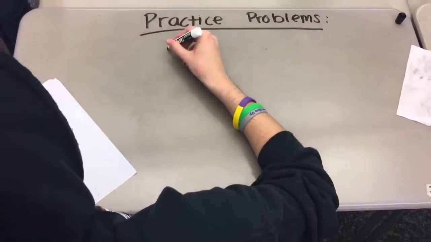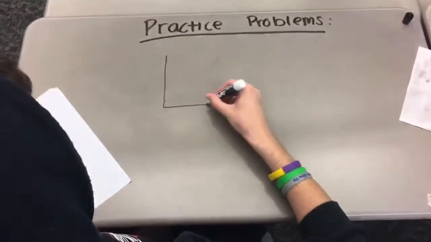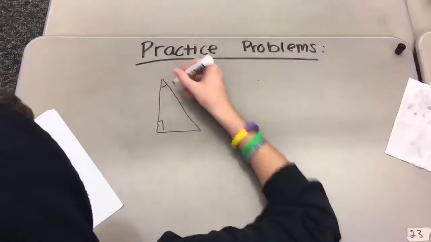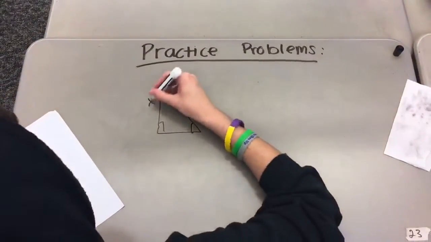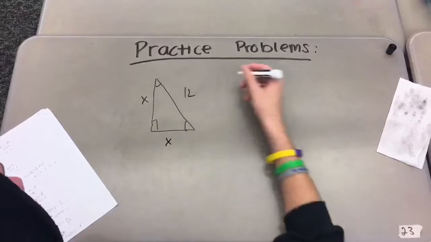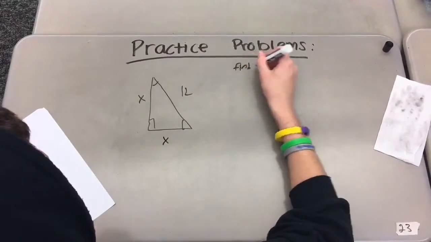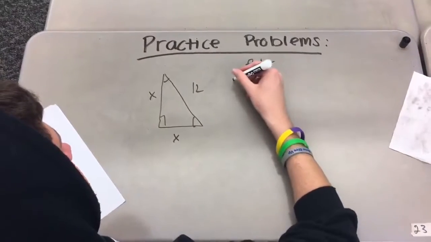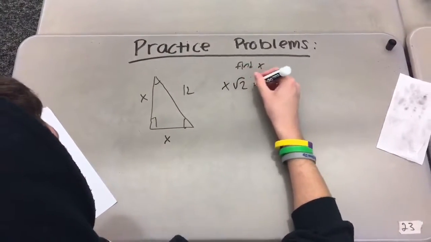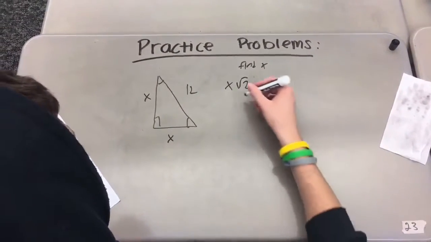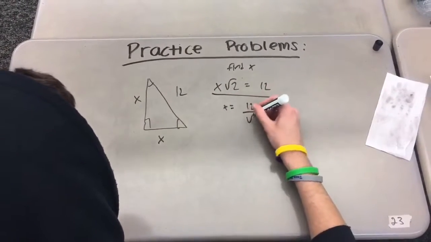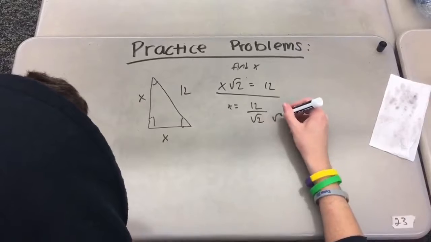On to the second practice problem, which is also a 45-45-90 triangle. Two corners are 45 degrees, and your bottom left is a right angle. It is given that the hypotenuse is 12, and you have to find x. Since you know the hypotenuse is x radical 2, and the hypotenuse is also 12, you set x radical 2 equal to 12. You divide over the radical 2.